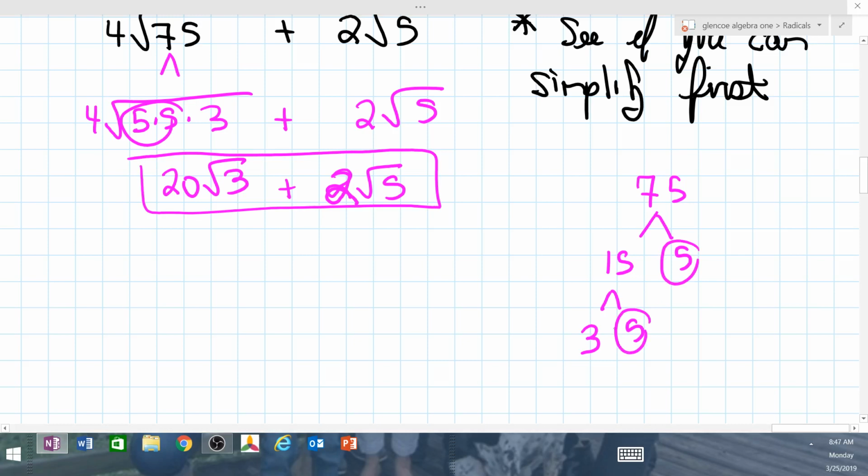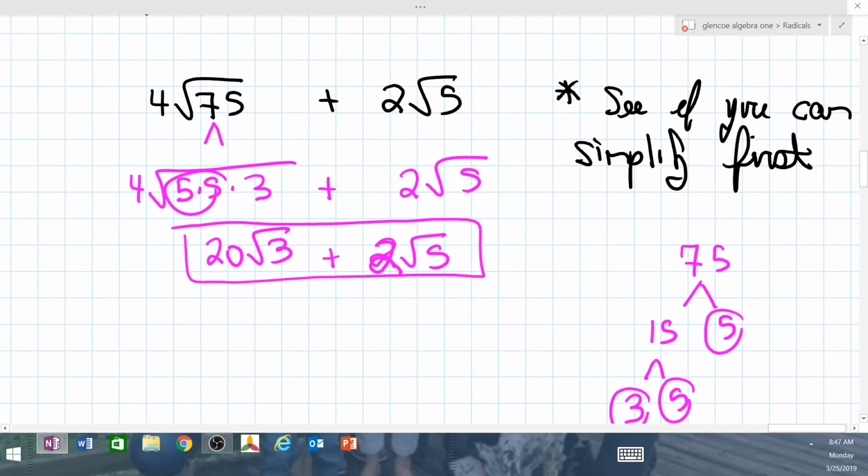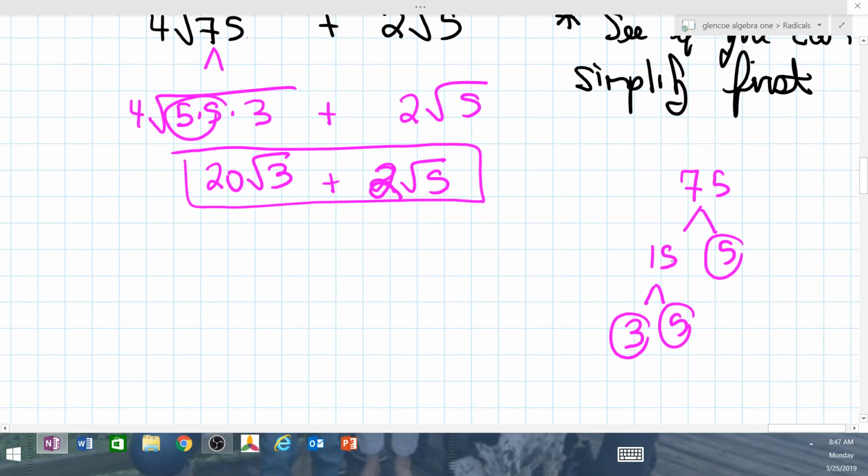Okay, wait. Watch. You cannot leave it as 4 radical 75 because 4 radical 75 can be simplified. So 75 breaks down to 15 times 5. 5 is prime. 15 breaks down to 3 times 5. So we have 5 times 5 times 3. So we bring a 5 out times the 4 gives you 20 radical 3 plus 2 radical 5. This is simplest form. And you must put it in simplest form. Can you simplify it any further? No, you may not.